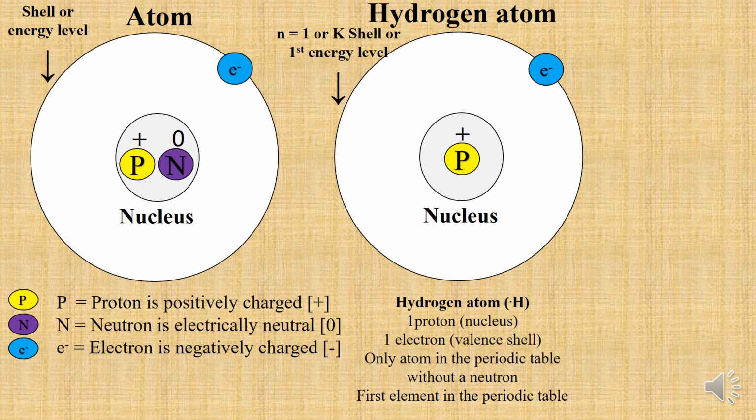So hydrogen atom has one proton in its nucleus, one electron in the valence shell, and it is the only atom in the periodic table without a neutron. And most importantly, it is the first element in the periodic table.